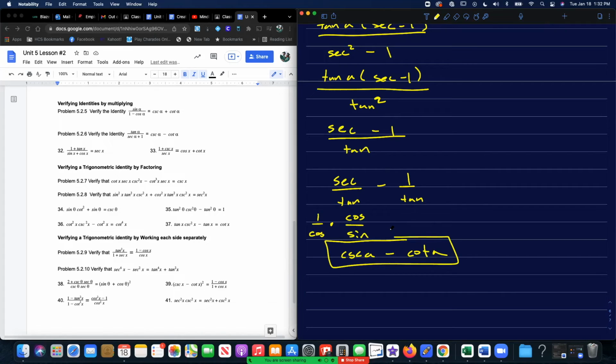So both ways are viable. You could have just multiplied everything by secant of alpha and then gone from there. But both, like I said, both ways are viable.